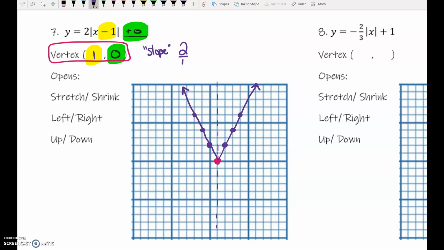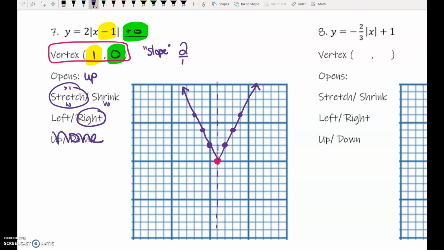Does this one open up or down? Is it a stretch or a shrink? It is a stretch. Stretches are more narrow, shrinks are more wide. Stretches are when that number is greater than 1, like 2, 3, 4. This one moved right, and it didn't move at all up or down.